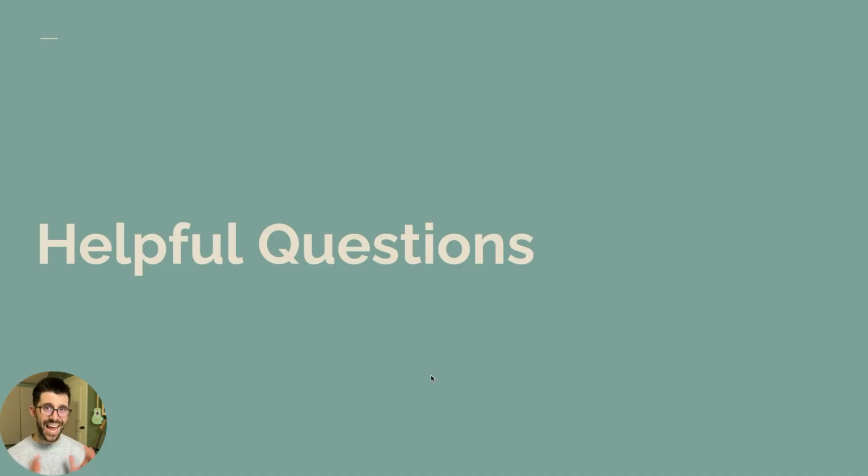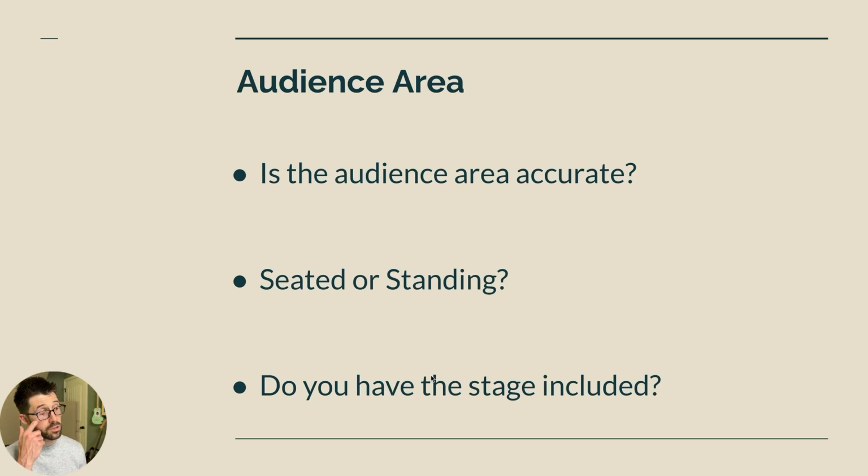Now I want to end with a list of questions that would be good for you to be armed with when you're either creating data on your own or assessing data from a client side. I'll go through each of these 6 categories and recap questions that we asked. Is the audience area accurate? Is what you're showing me where people are actually going to be? Is this a seated or standing audience? And what does it look like on the stage?